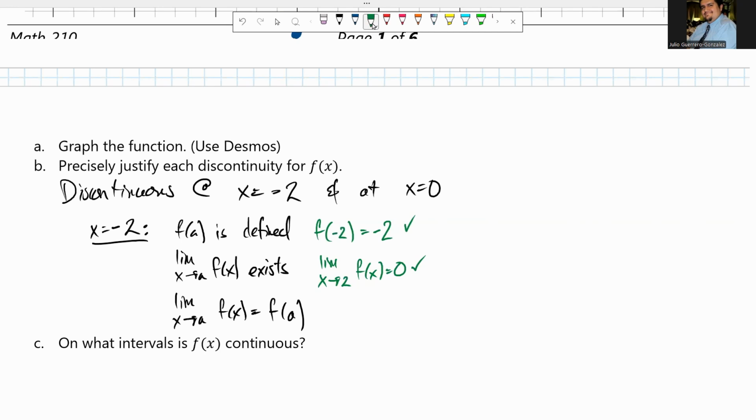Okay? But the last one said that both of these had to be equal. One of them is equal to -2, the other is equal to 0, right? So I'm going to put it right here: -2 does not equal 0. This one's the one that screws it up. So for this function, our function f of x is discontinuous at -2 because of this last condition. This one is the one that's violated. Okay, let's do it again for x equals 0.